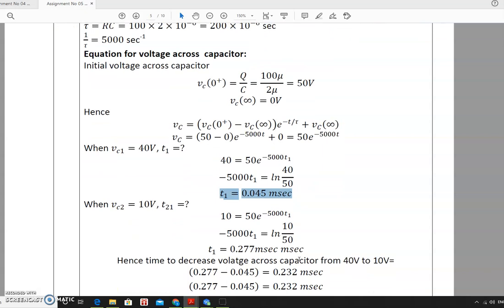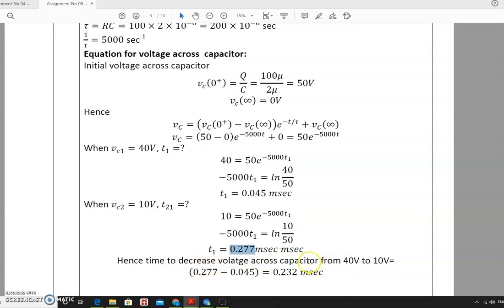When this voltage is dropped to 10 volt, in this equation Vc is substituted as 10, then I will calculate the t2. Sorry, this is not t1, this is t2. So what is the value of t2? t2 is calculated as ln of 10 divided by 50, divided by minus 5000. So it will give you 0.227 millisecond.